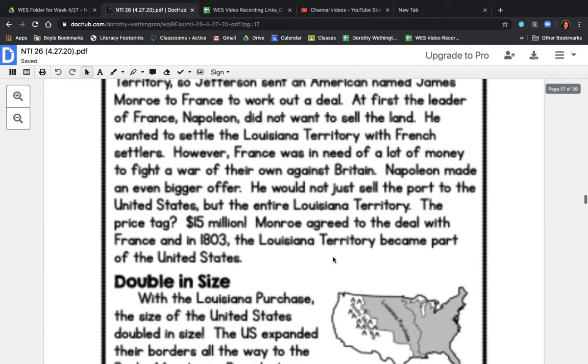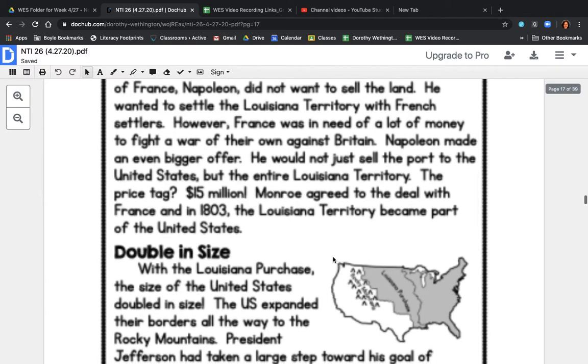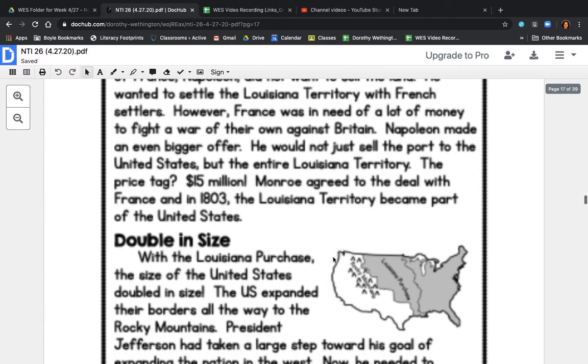The price tag: $15 million. Monroe agreed to the deal with France, and in 1803, the Louisiana Territory became part of the United States.